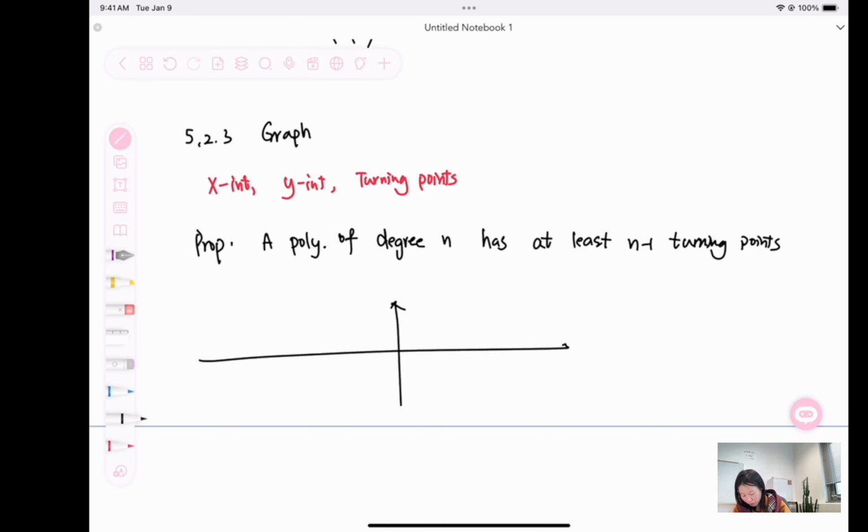What is a turning point? If I have a graph that looks like this one, how many turning points do we have? A turning point is where the graph goes from downward to upward or upward to downward. If you look at these points, I have 1 turning point, 2 turning points, 3 turning points, 4, 5. The total is 5 turning points. So this is the turning point.